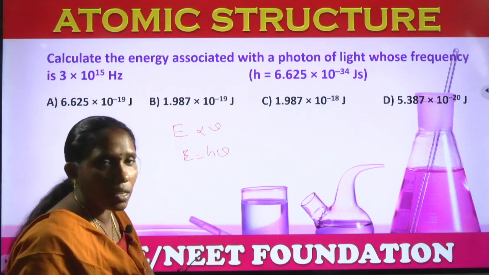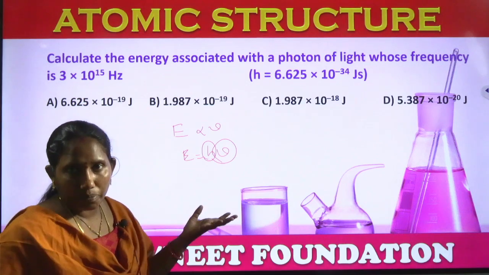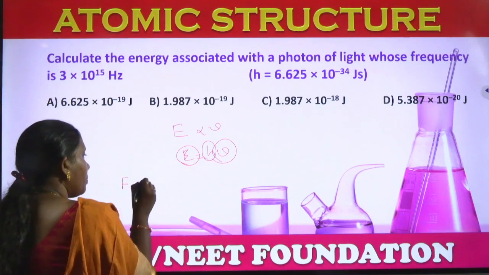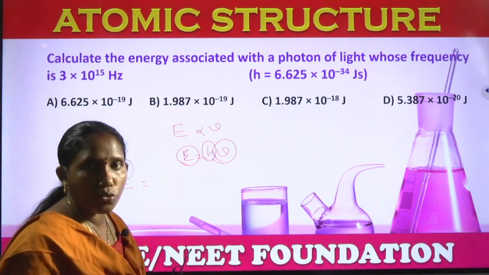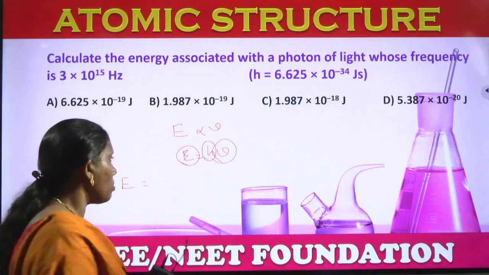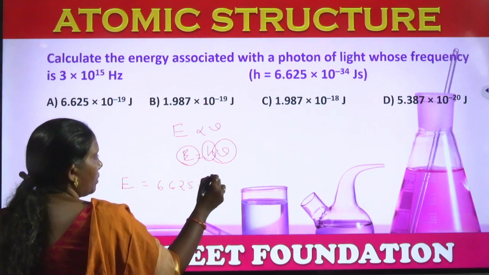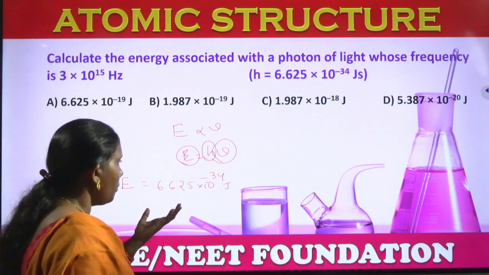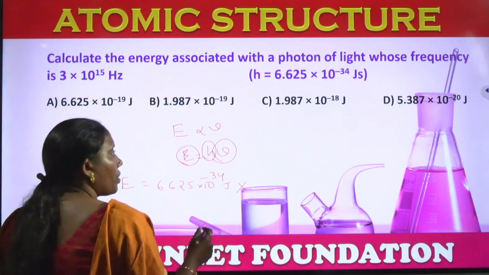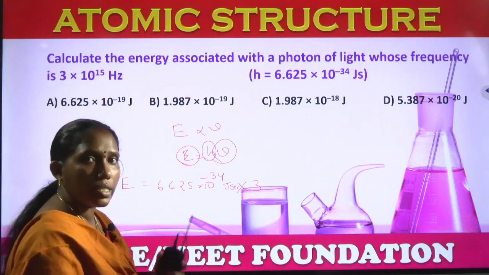Already we discussed Planck's quantum theory, right? So h is Planck's constant, nu is the frequency, and we have to find the energy. So E equals h, whose value we already know, 6.625 into 10 to the power of minus 34 joule second, sorry, 34. Or if you want to take it in ergs, 10 to the power of minus 27 also we can take. And into the frequency they have given. Joule second is the unit of h.